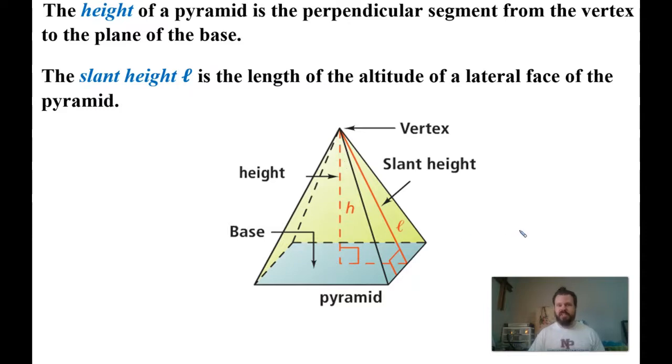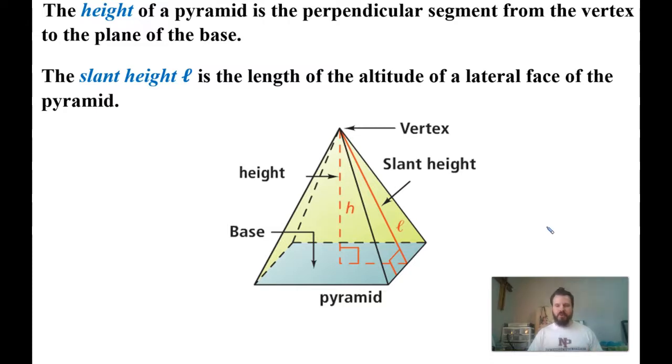But then we also have the slant height. We usually write that as a funny looking L. It is the length of the altitude of a lateral face of the pyramid. In other words, it is the height of the triangle on the outside of the pyramid. Okay, so the height drops straight down the middle. The slant height drops down the side, okay, with a right angle to the side.